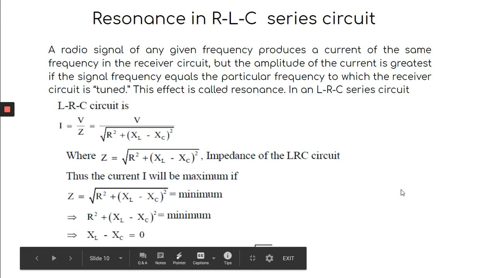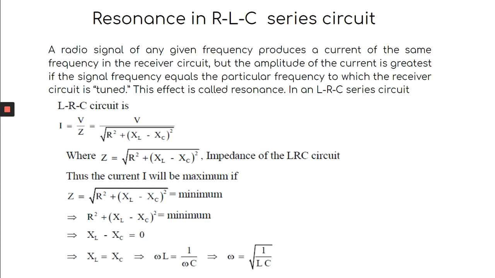What is your XL? Omega into L. What is your XC? 1 by omega C. So what is your omega? 1 by root over LC. That means mathematically also we find that the current amplitude will be maximum only when the frequency of the supplied source is equal to 1 by root over LC, that is the natural angular frequency, or you can say the undamped frequency.